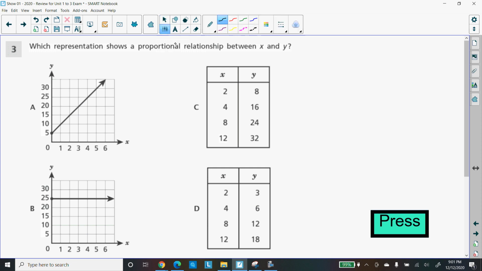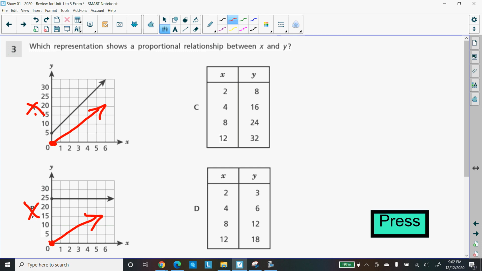So let's get a pen and show you where the origin is. The origin is right down here. So it's got to go through there. And this one doesn't, so A is gone. And this one is definitely not going through the origin, so that one's gone. So that's not a proportional relationship. So that means it's got to be the table.